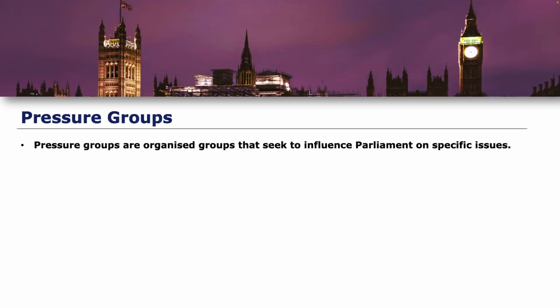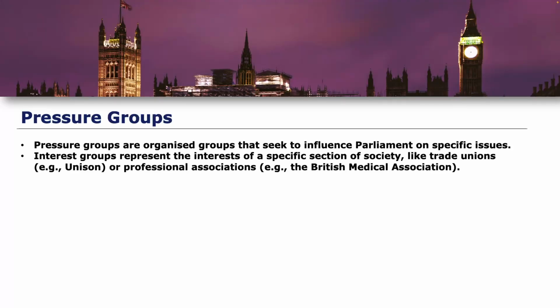Another important factor and influence on Parliament are pressure groups. Pressure groups are organised groups that seek to influence Parliament or the government on particular, specific issues. Interest groups, for example, are a specific type of pressure group that focus on a very specific interest within society.